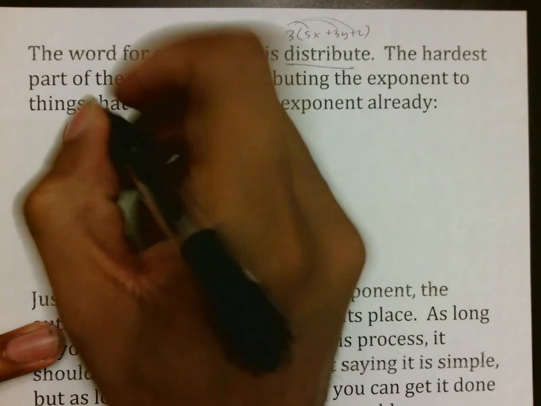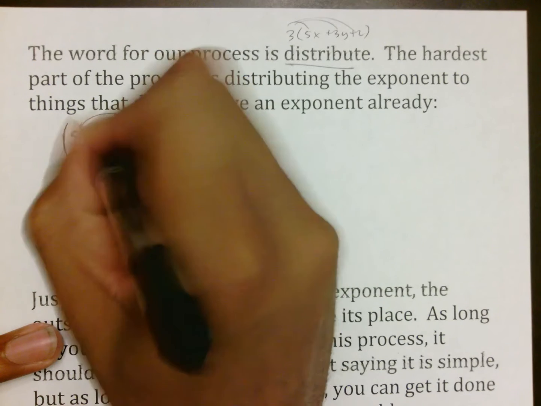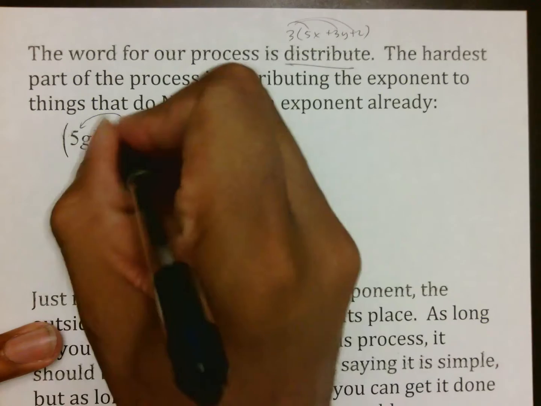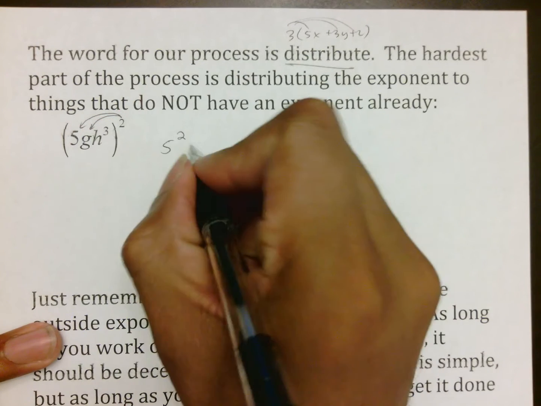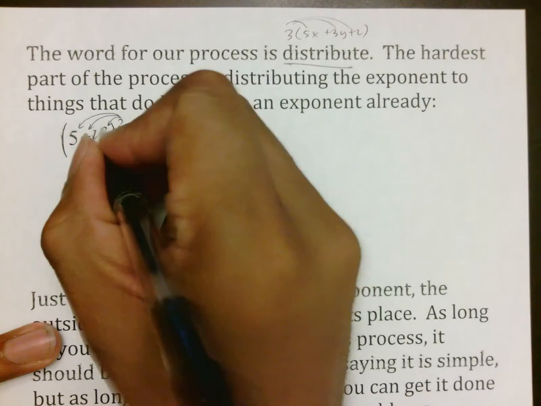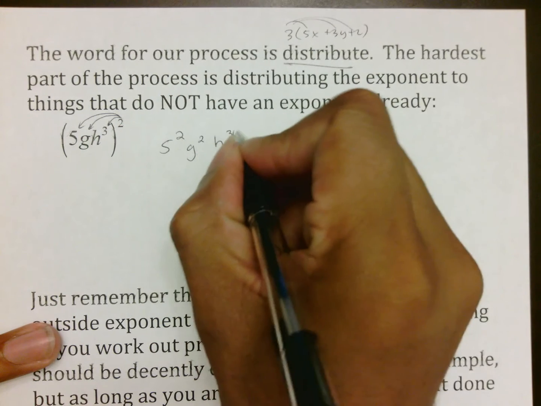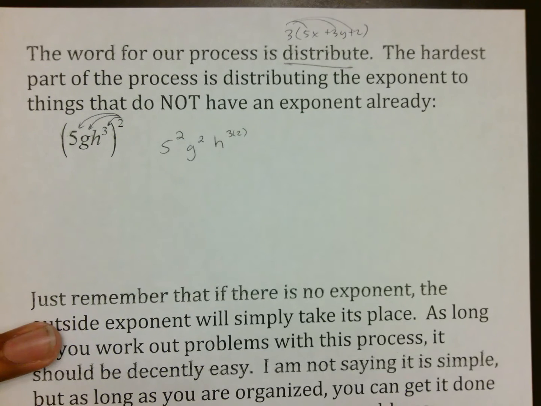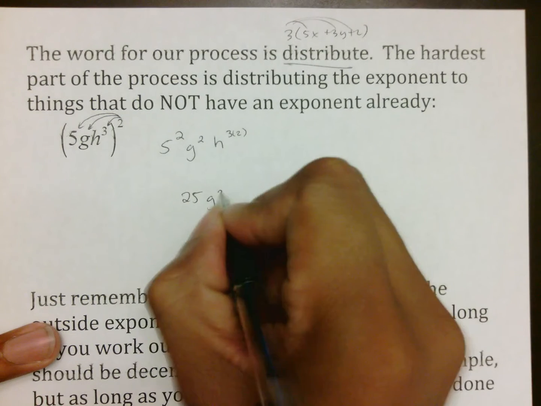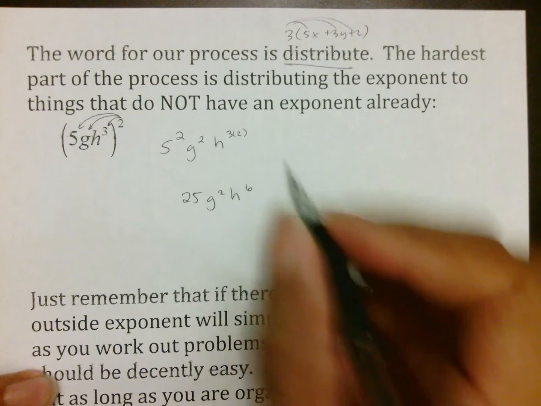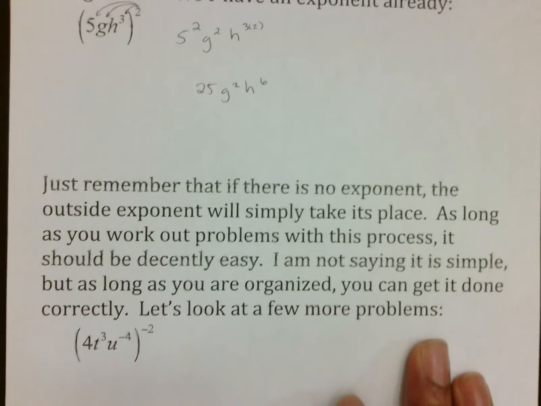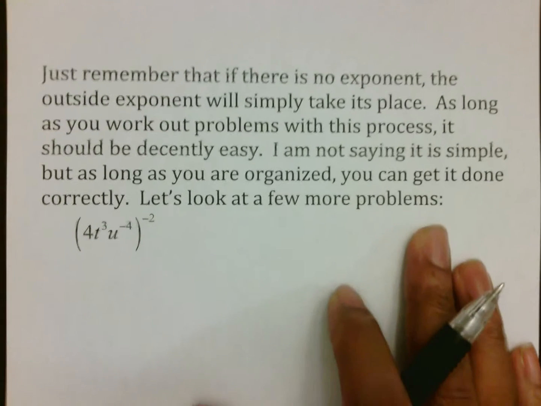So what you want to understand is that if I am distributing 2 to the 5, it simply becomes a power for the 5 because 5 doesn't have an exponent. If I am distributing this 2 to the g, it becomes a power for g. But as 2 drops down to the h to the third, that is where I do my multiplication. So now you go ahead and simplify 5 to the second, which is 25. G to the second, h to the sixth is where you would stop there. So just remember, if there is no exponent, the outside exponent will simply take its place.